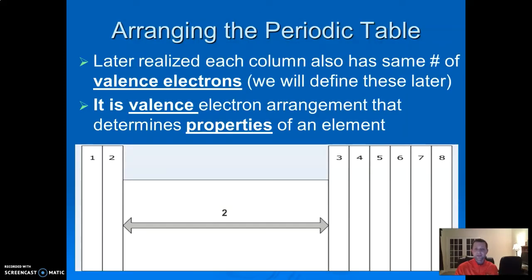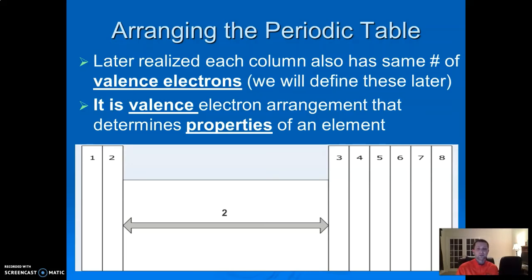Something else that we realized after a while was that each column has the same number of valence electrons. Now, we haven't really defined what a valence electron is. We'll formally define that a little bit later, but they are super important in terms of chemical and physical properties of an element and what they react with, what they bond with. So a quick definition of a valence electron, if you want to know. A valence electron is an electron in the outermost level of an atom.